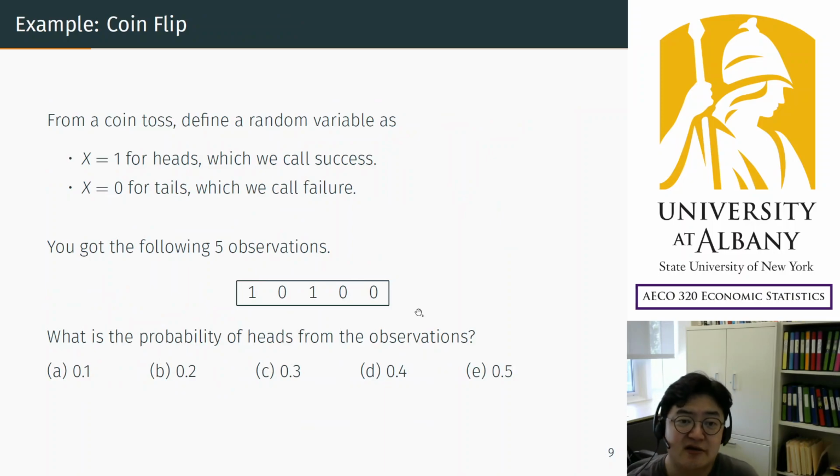Let me start from another simplest possible example, the coin toss. From a coin toss, I'm going to call heads 1, success, and tails failure, or 0. So success is heads, failure is tails. In 5 experiments, I observed these outcomes: heads, tails, tails. So then, simple: calculate the probability of heads from the observations.